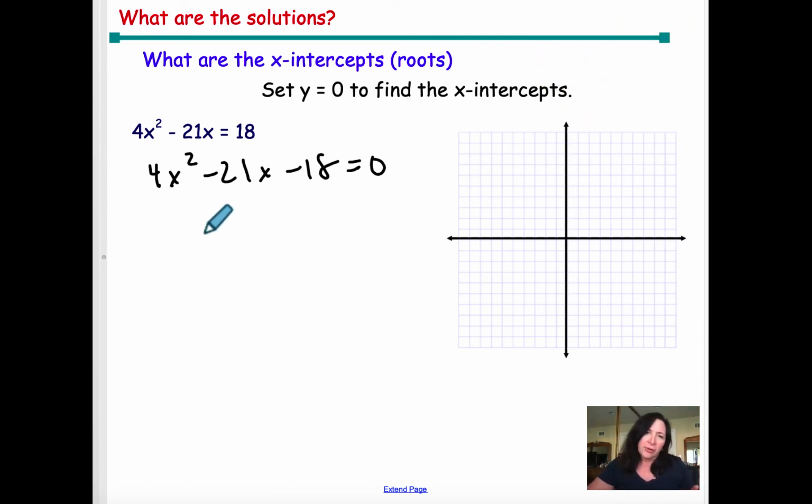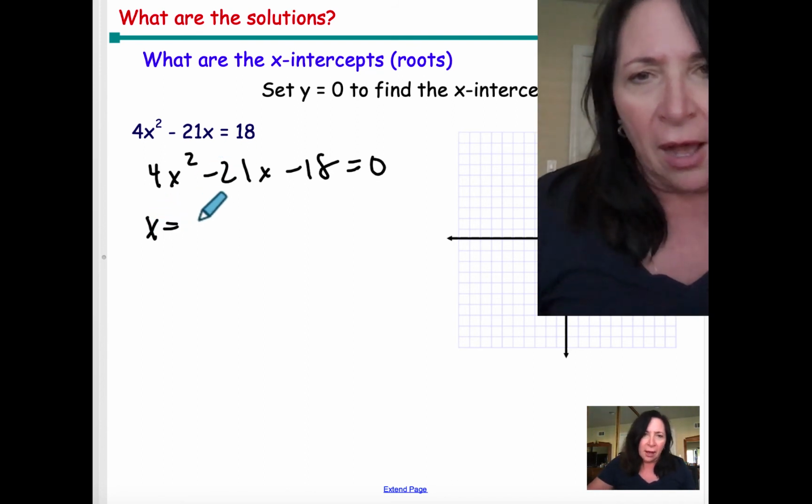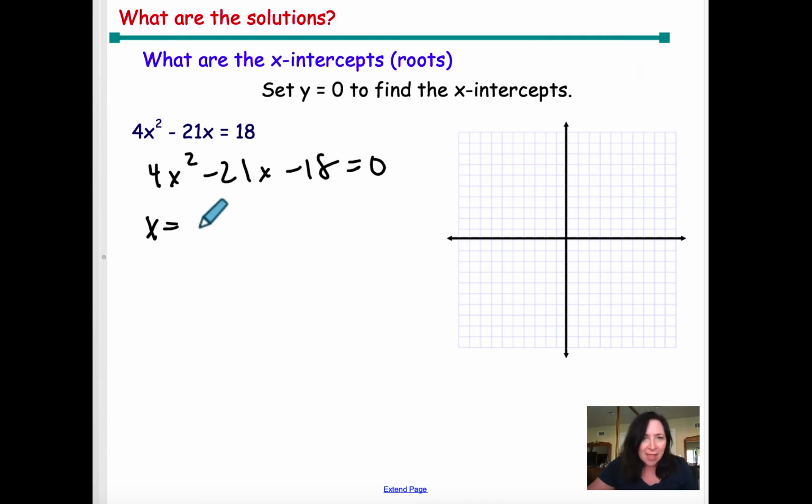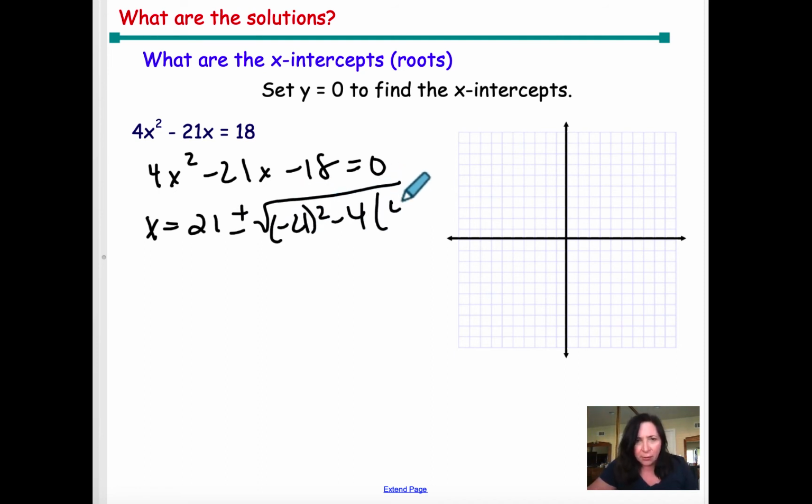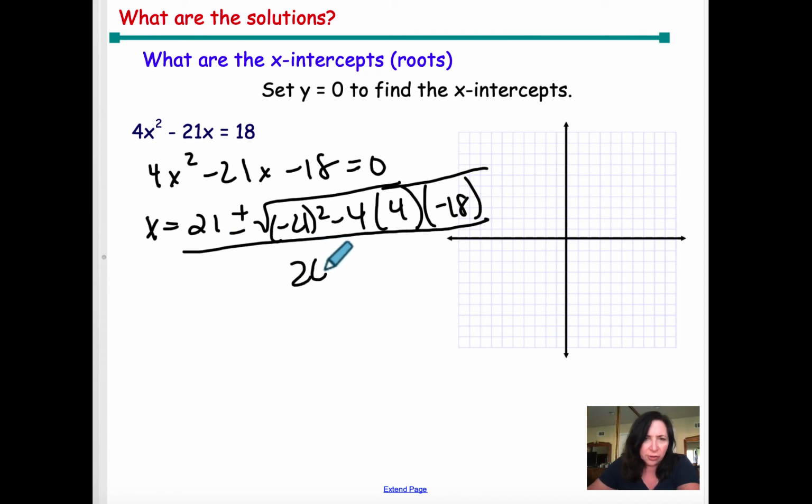Okay? And so in doing that, I'm going to use the quadratic formula. So we're going to go x equals the opposite of b, so 21 plus or minus the square root of b squared, so that'll be negative 21 squared, minus 4 times a, which is 4, times c, which is negative 18, all over 2a, so 2 times 4. So use your calculator, simplify that, 21 plus or minus this value inside here. So I'm going to pause this and work that out.